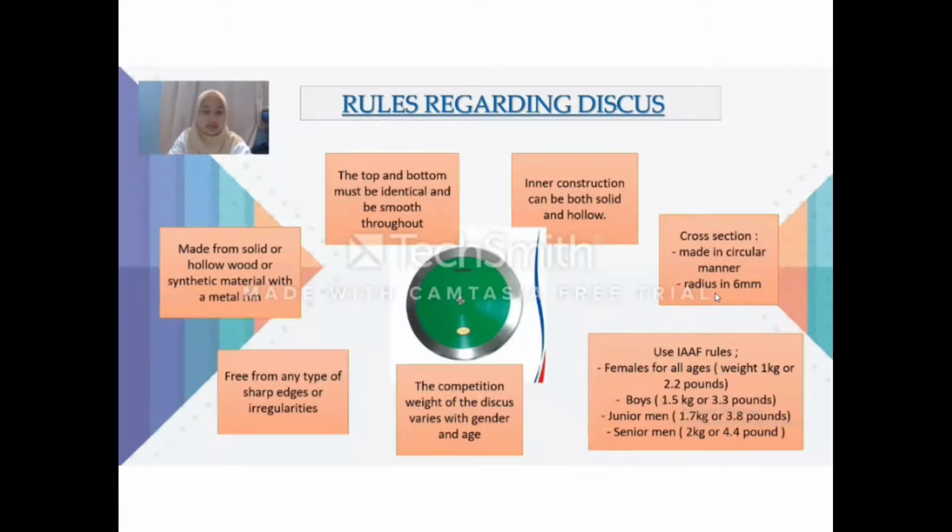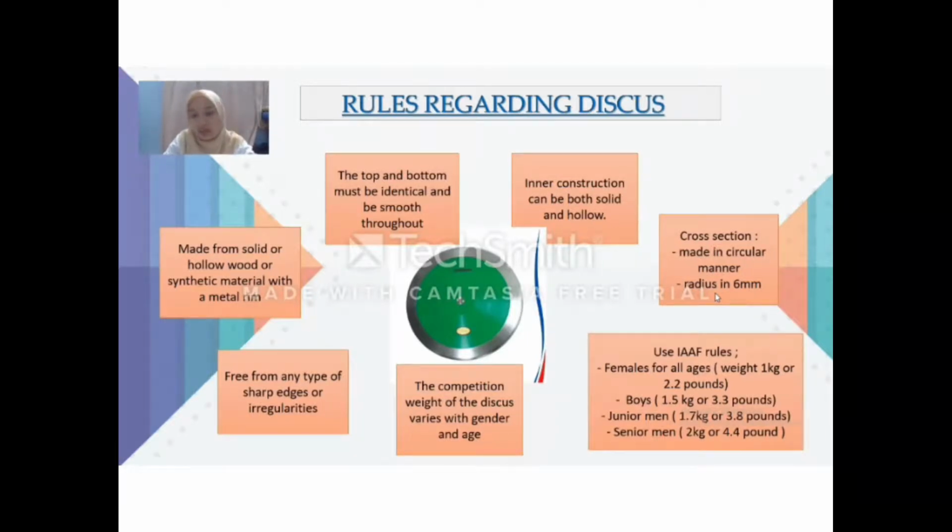The discus can be made of any material such as wood, but it must have a circular edge with a metallic rim. Inner construction can be both solid and hollow. The cross-section of the edge should be made in a circular manner and it should have a radius of 6 mm. All sides of the disc should be identical. They must be free from any type of sharp edge or irregularities.